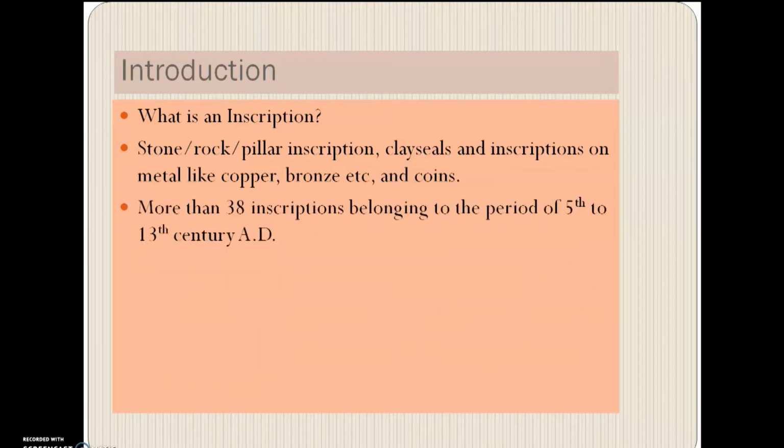There are more than 38 inscriptions belonging to the period of the 5th to the 13th century in early Assam history. Out of them, the Umachal rock inscription is the earliest inscription engraved in rock, and among the copperplate inscriptions we can find the Dubi copperplate inscription of Kumar Bhaskar Burman.